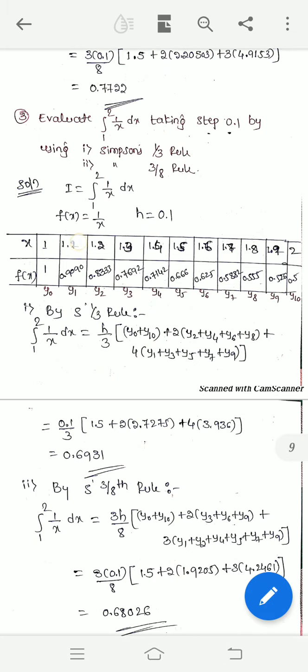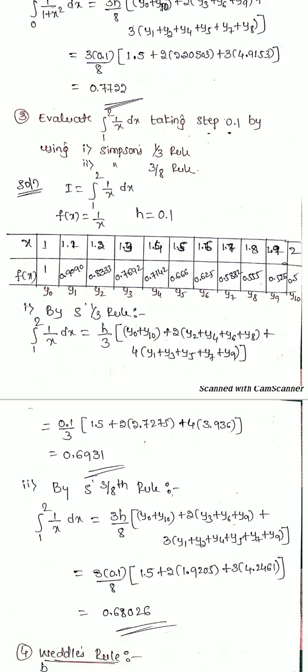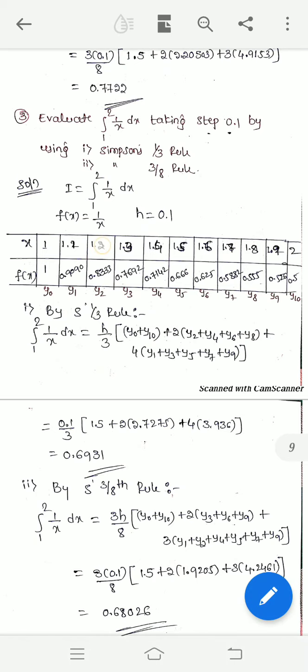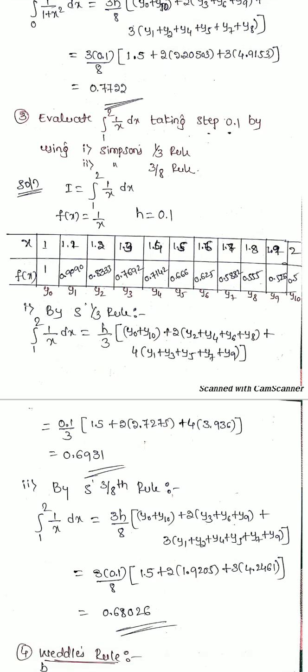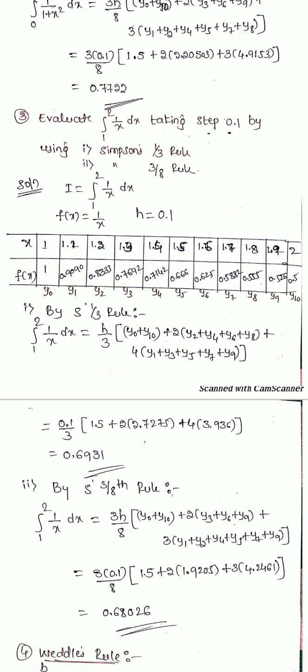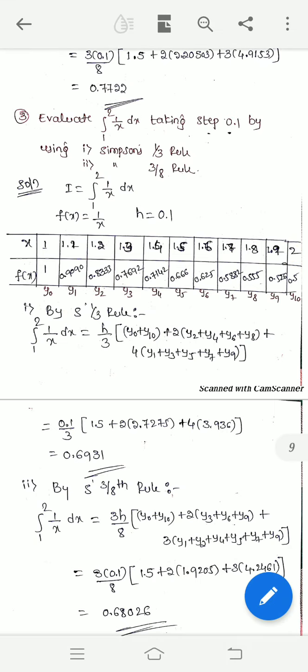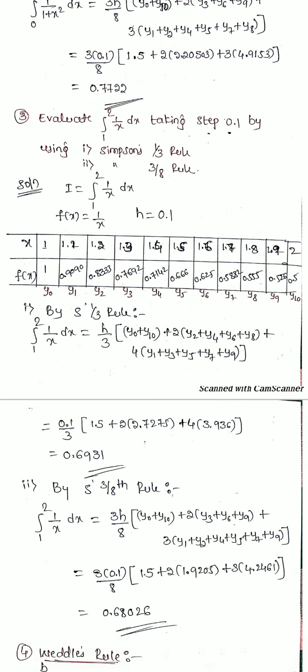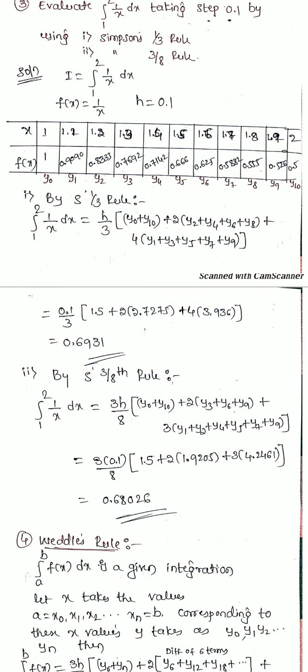If x equals 1, y equals 1. If x equals 1.1, y equals 0.9090. If x equals 1.2, we are getting y equals 0.8333. So on, the process will be continued, and when x equals 2, y equals 0.5. So the y values are y0, y1, y2, y3, and so on up to y10.